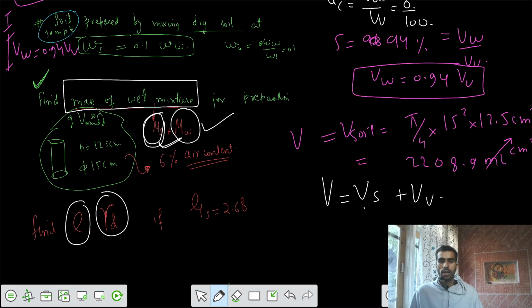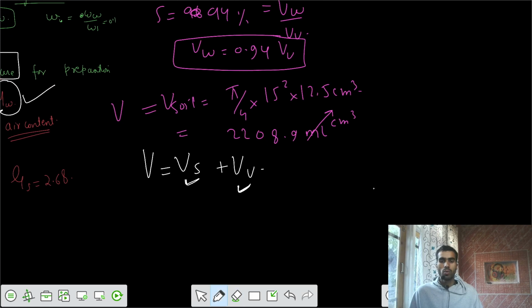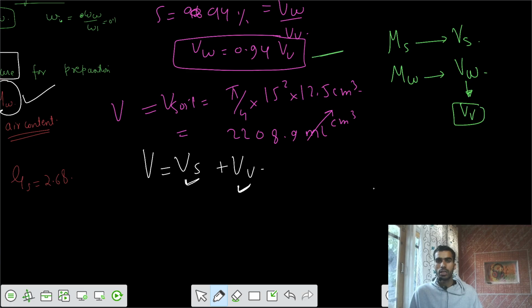And there's an equation that's volume of solids plus volume of voids. I have these two. I have the unknowns. I had to calculate the mass of the solids, which can be calculated from the volume of the solids. And I had the unknown mass of water, which can be calculated from the volume of the water. And the volume of the water is related to the volume of the voids by this relation.